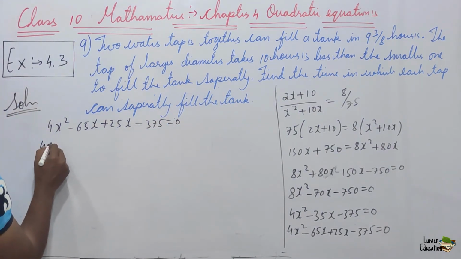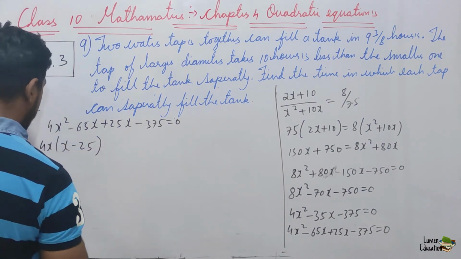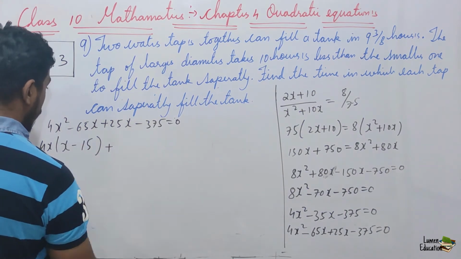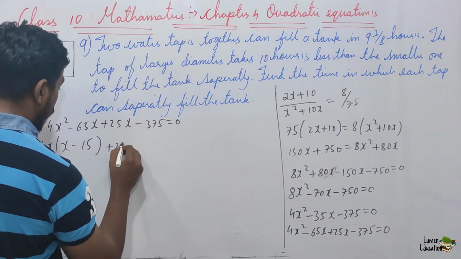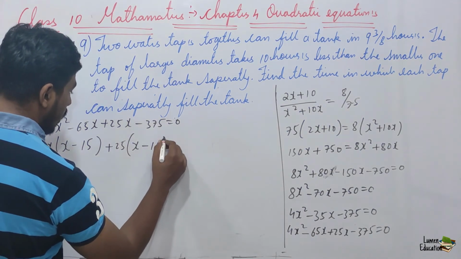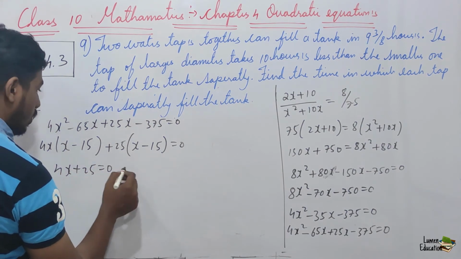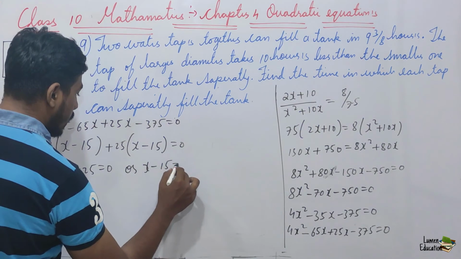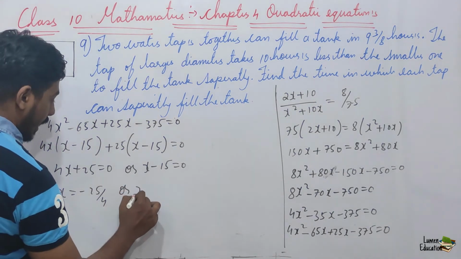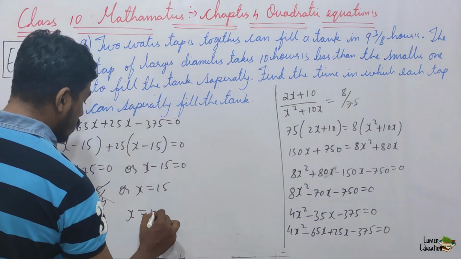Now when I take 4x common, I get x minus 15, sorry, 4 15s are not 25, it is 15. And when I take 25 common, I get 25 times x minus 15 is equal to 0. Therefore the roots are 4x plus 25 is equal to 0, or x minus 15 is equal to 0. Therefore x is equal to minus 25 by 4, or x is equal to 15. Since this is negative, it is rejected. Therefore x is equal to 15.